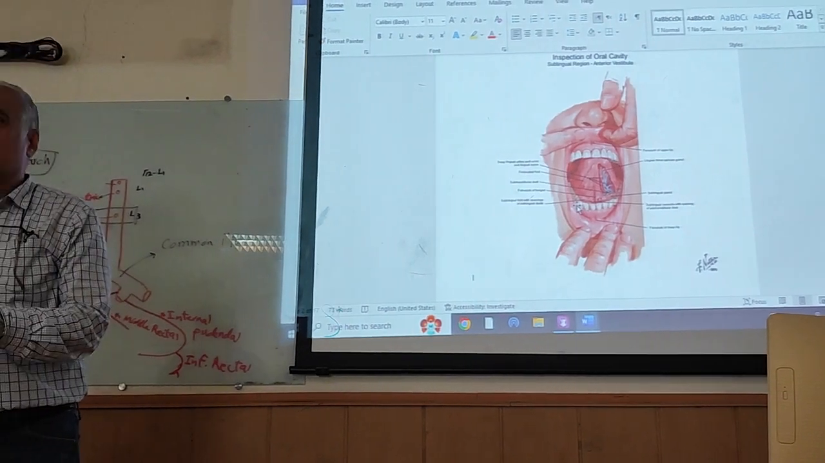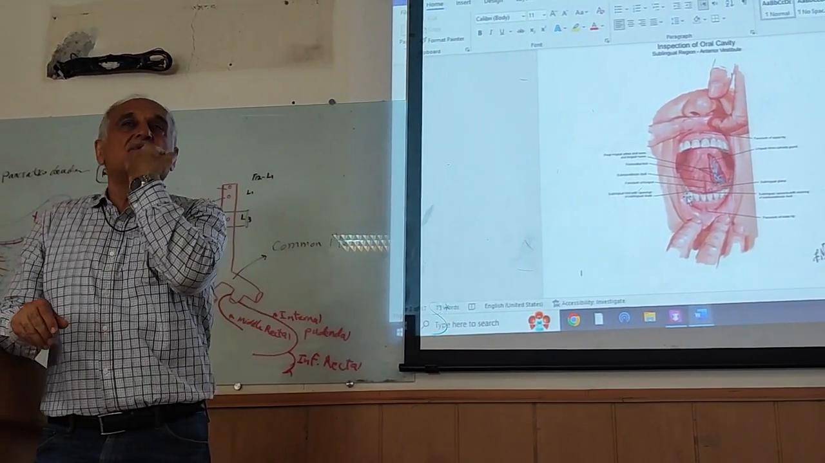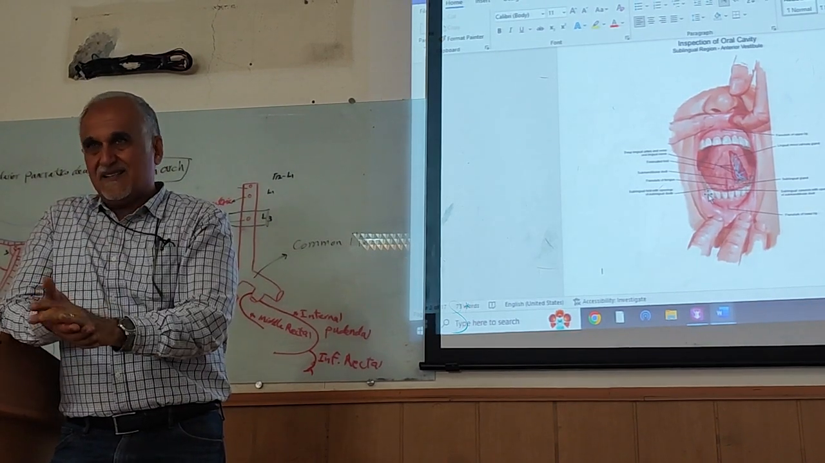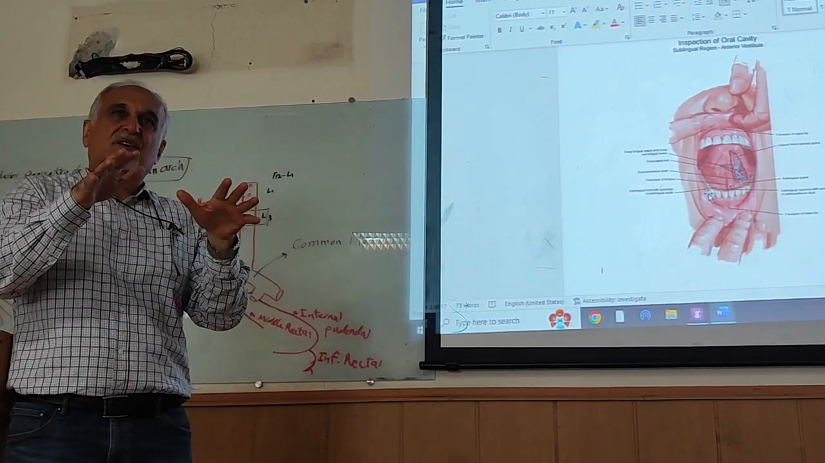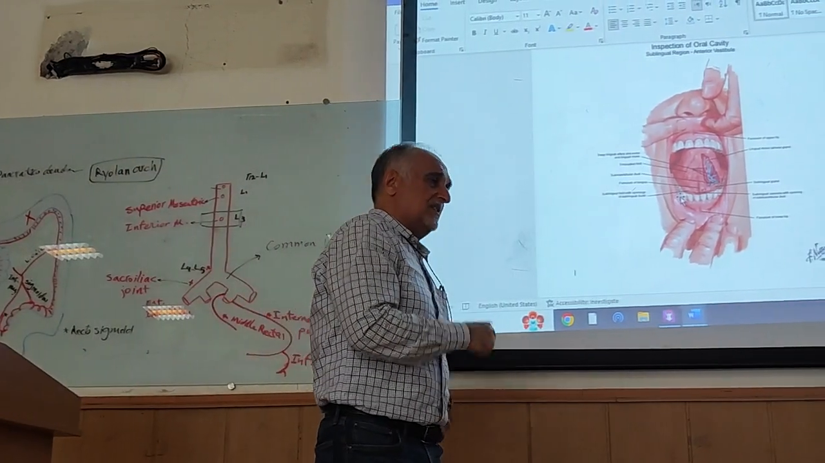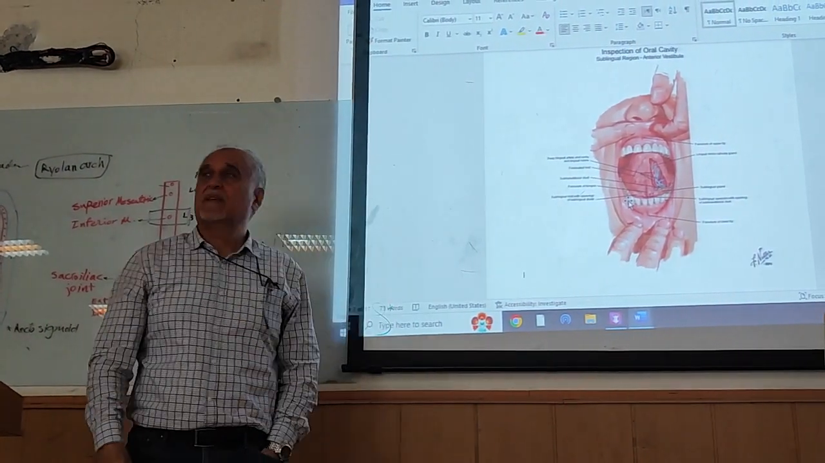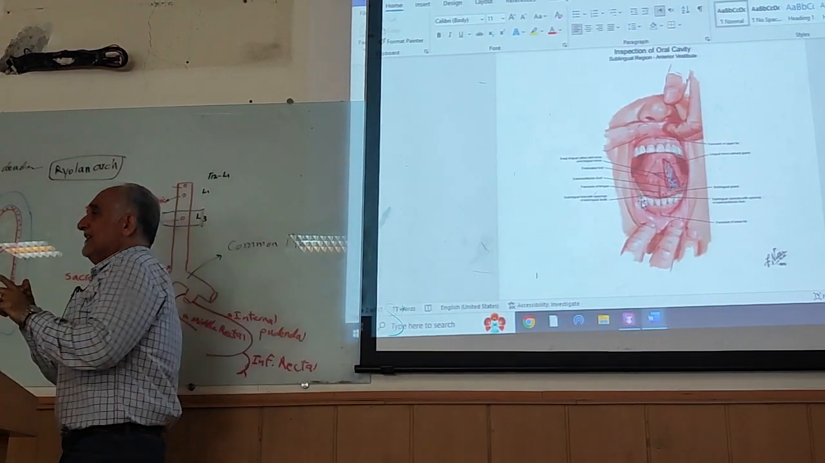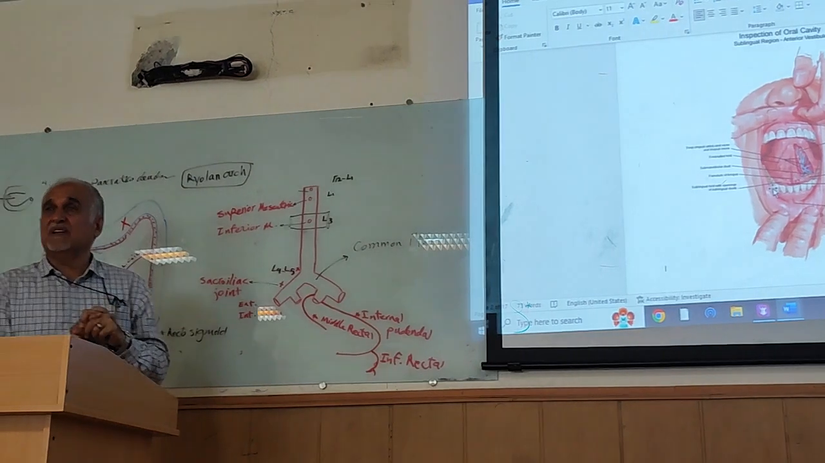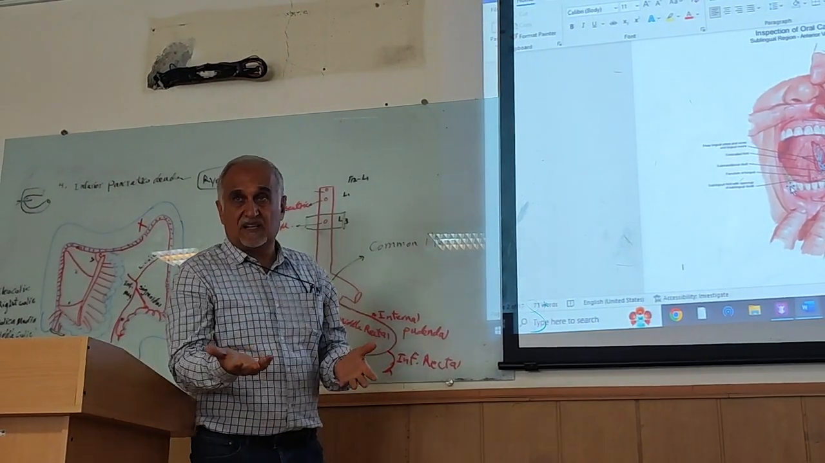Because of this, when we go to the dentist, they put some pad inferior to the tongue. Yes? Because it absorbs the secretion of this gland. So the ducts of the submandibular and sublingual open in the main oral cavity.